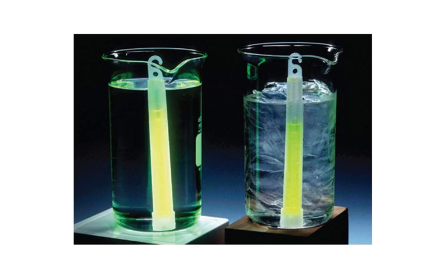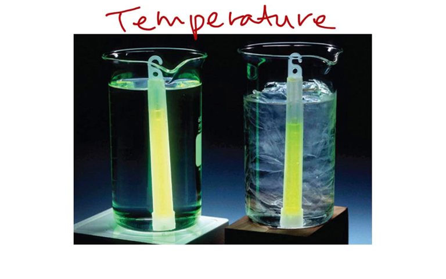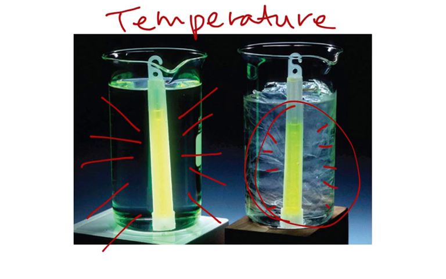Now, temperature is a big factor, and pretty much everybody knows that if you take a light stick and throw it in the freezer, it gets very dim and it lasts a long time. If you have it at normal room temperature or in hot water, it burns out a lot faster but a lot brighter. If you have it in cold, it lasts longer. And that's why we put stuff into the refrigerator, because we want the reactions that make things spoil to go much more slowly.